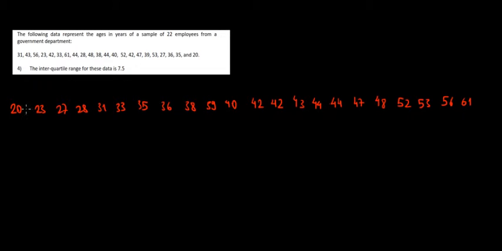Let's have a look at question 4 in this video. So we have a distribution of 22 observations and we want to find out the interquartile range. Now before going any further, let's just write here what is the interquartile range. That's the difference between the third quartile and the first quartile. Before finding out the first and the third quartile, we also must find out the median.